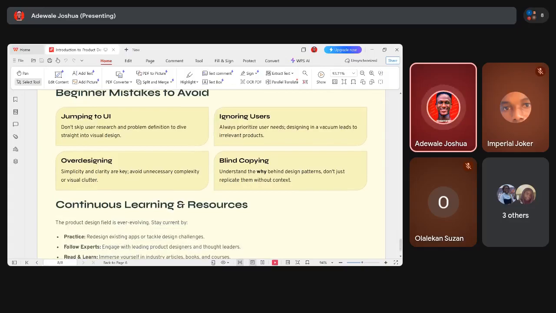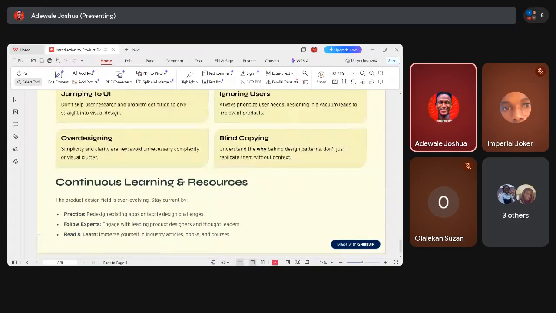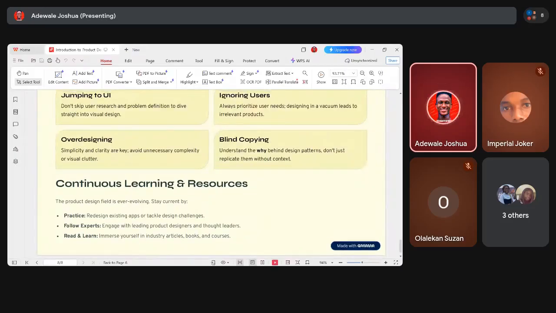And there is no buying, copying. These are the things you need to learn. Then the last part is continuous learning resources. So the product design field is ever evolving. Stay current by practicing, follow experts, read and learn.